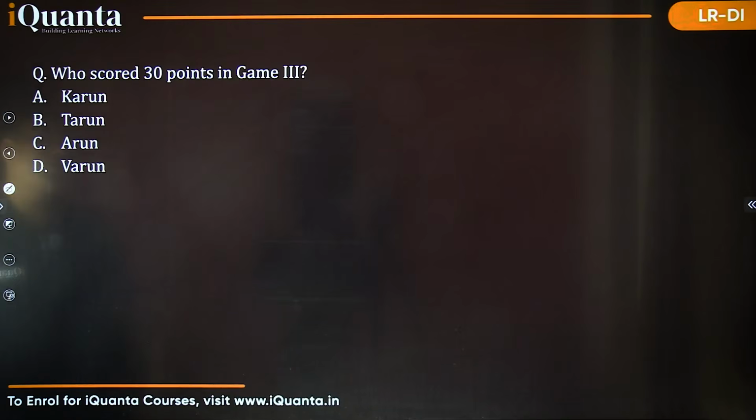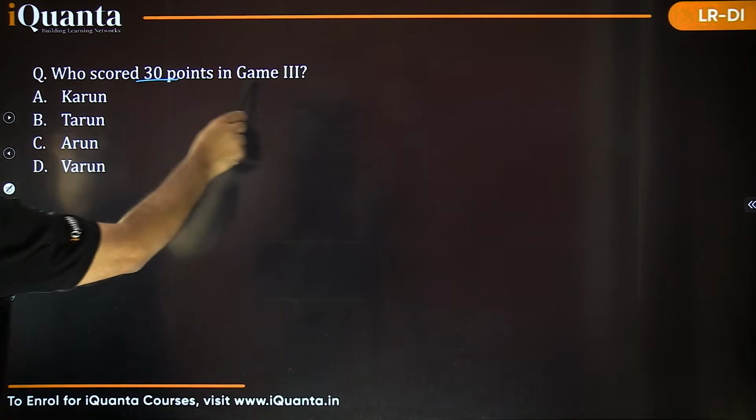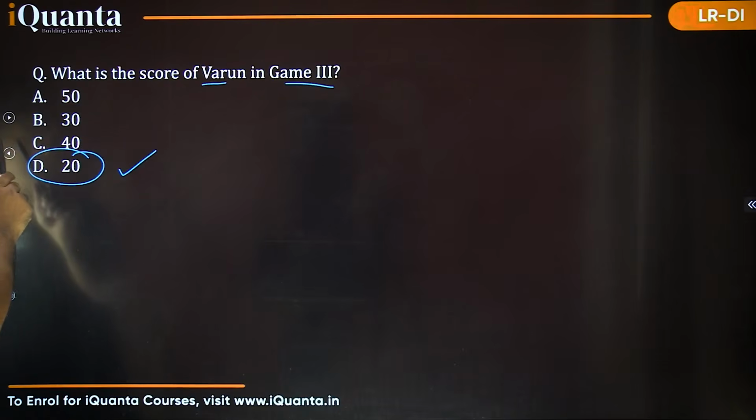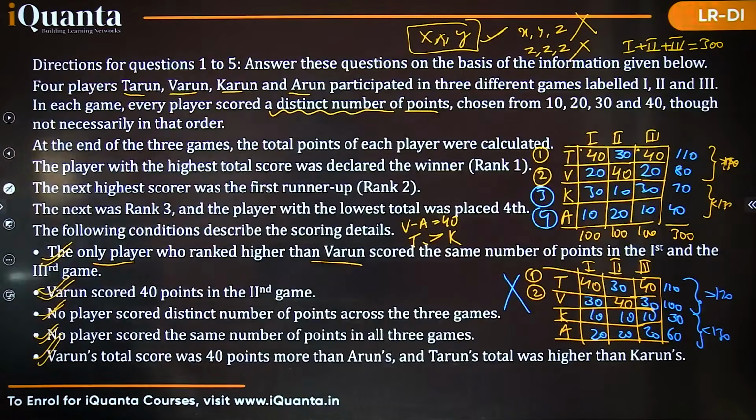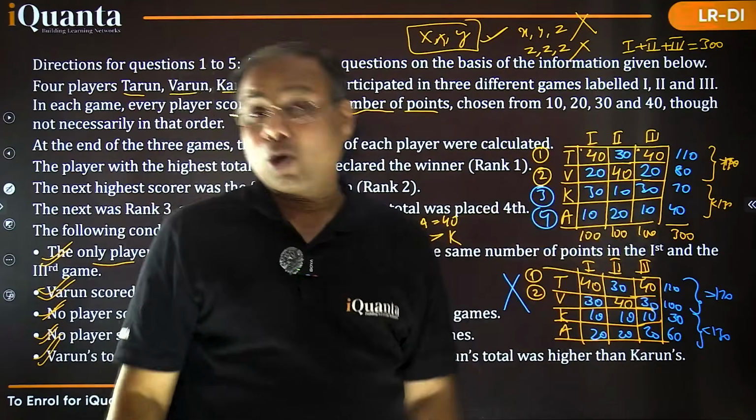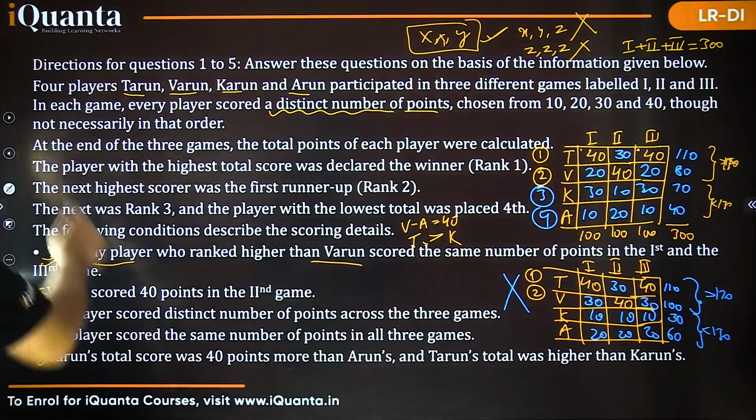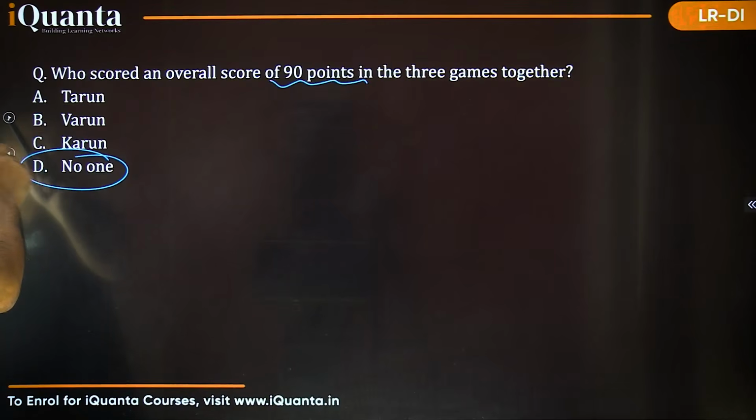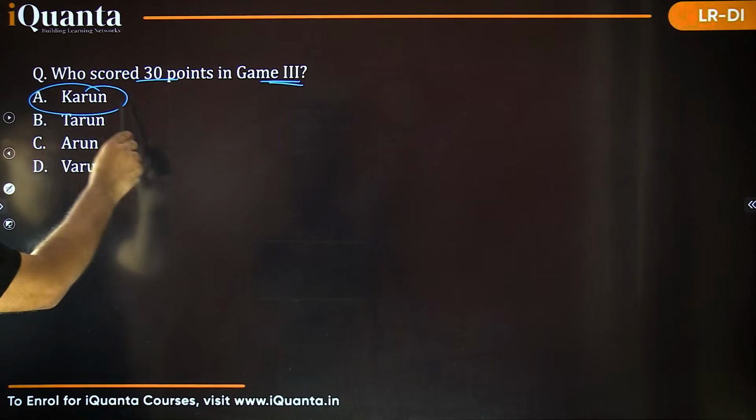Moving to the last question. Who scored 30 points in game 3, right? In game 3 we are talking about 30. And in game 3 we have 30 points scored by K, that is Karun, right? So the answer would be Karun here. Let's check. 1, 2, 3, 4, and 5. Yes, it's option A, that is Karun.